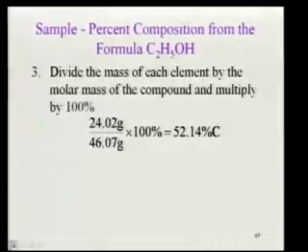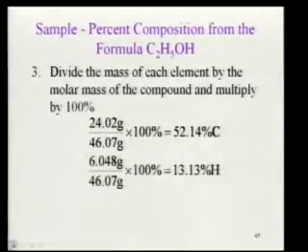So let's look at carbon. Carbon, if you look back, it was 24.02. That's what we said how much was there. Okay, in 2 moles of carbon, it would be 24.02 grams. Divide that by 46.07 and you get 52.14%. Easy enough. If you do, what's next?